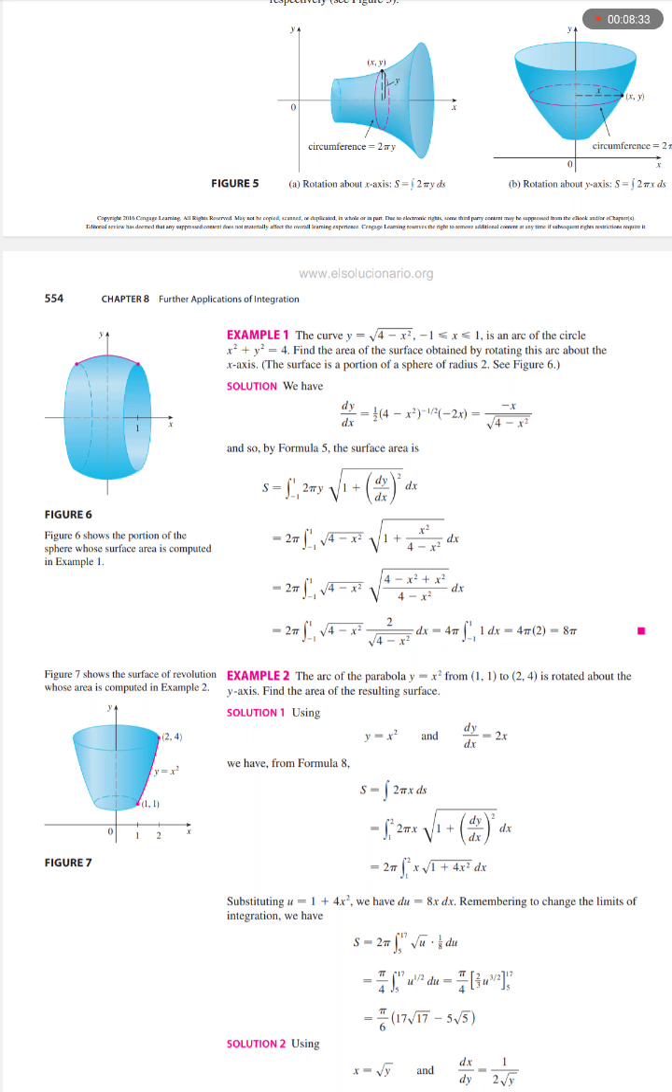equals 2 pi, the integral from negative 1 to 1, the square root of 4 minus x squared times the square root of 4 minus x squared plus x squared over 4 minus x squared dx equals 2 pi, the integral from negative 1 to 1, the square root of 4 minus x squared times 2 over the square root of 4 minus x squared dx equals 4 pi, the integral from negative 1 to 1 of 1 dx equals 4 pi times 2 equals 8 pi.